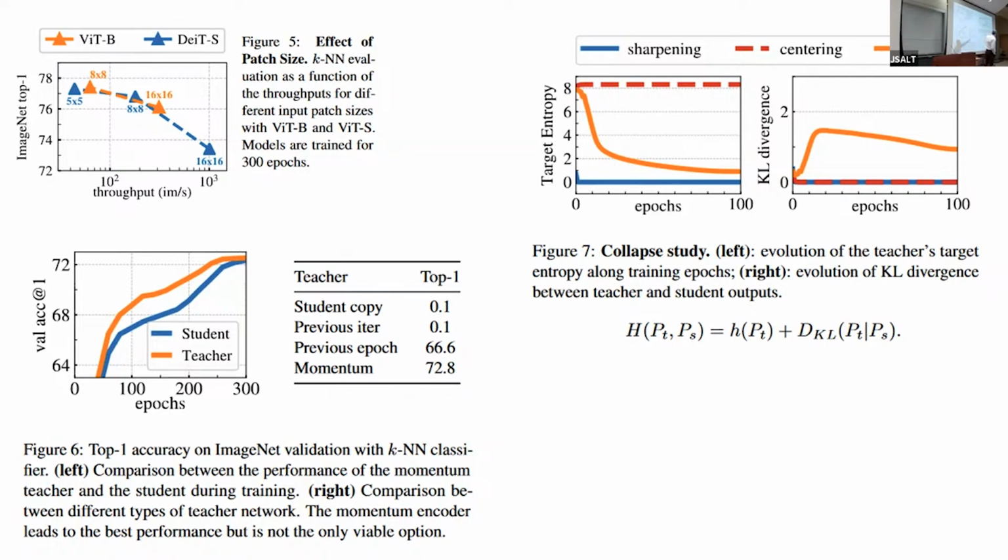So which one's that? When you do only sharpening, you will collapse into everything being just one class, let's say. And when you do only centering, then you will collapse to random decisions, let's say. So you have to really weight them so that you get your result.